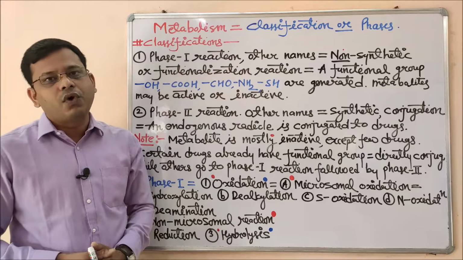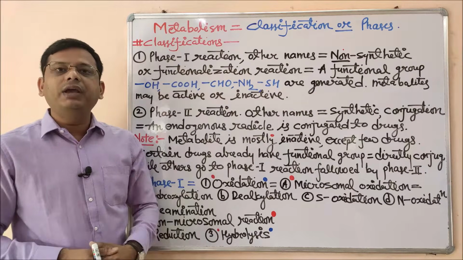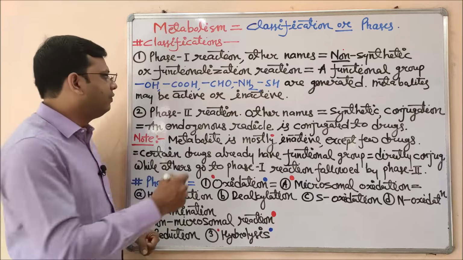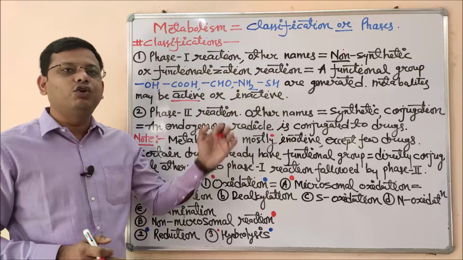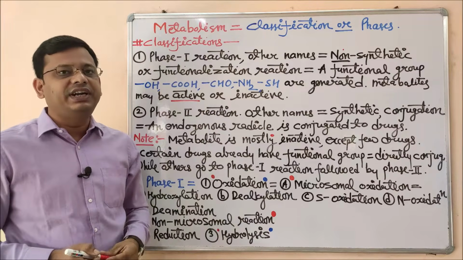This metabolite which is formed by the phase 1 reaction may have two possibilities. Either it will be active or it may not be active, that is, inactive. There are two possibilities for the phase 1 reaction.